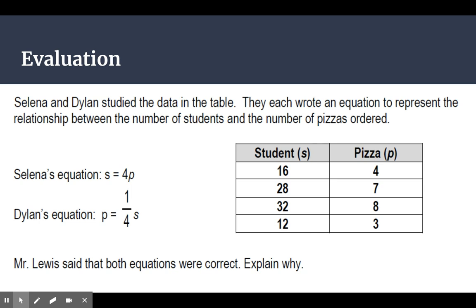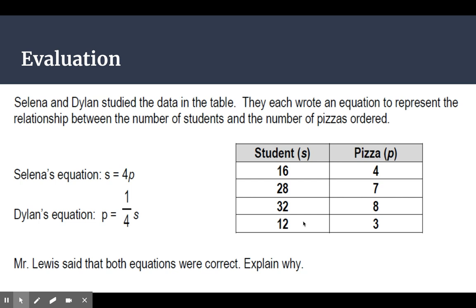Dylan's equation says P equals 1/4 S. So he said the number of pizzas is equal to 1/4 multiplied by the number of students. Mr. Lewis said that both equations were correct. Now, on your student companion, you're going to tell us why both of these are correct in your own words.